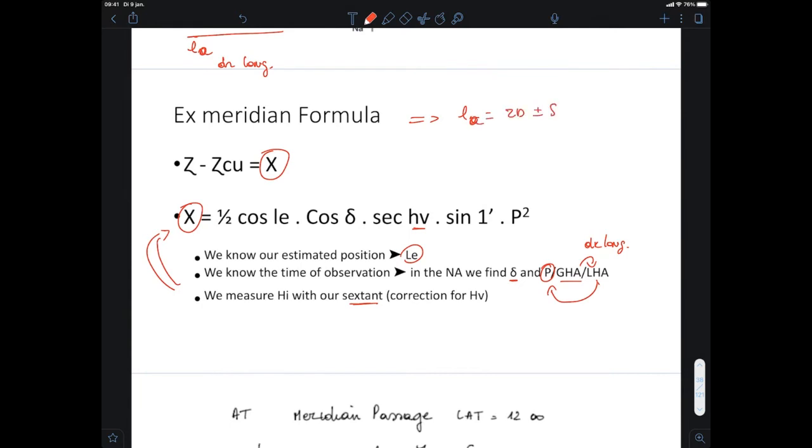LA in this case is equal to the zenithal distance plus or minus the declination, or in some cases the declination minus the zenithal distance, depending on the sign of the latitude and the declination and the value of the latitude and the declination. As you know, if the declination is bigger than the latitude, then we have to apply this formula.